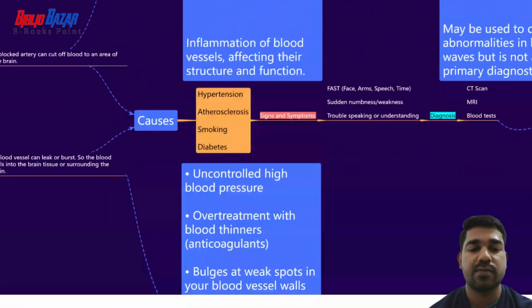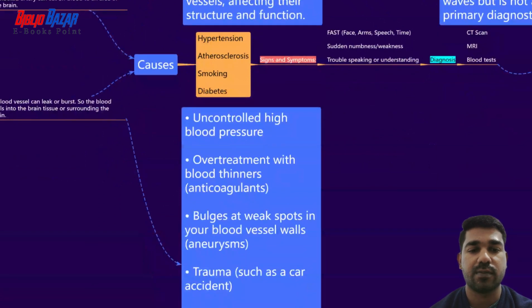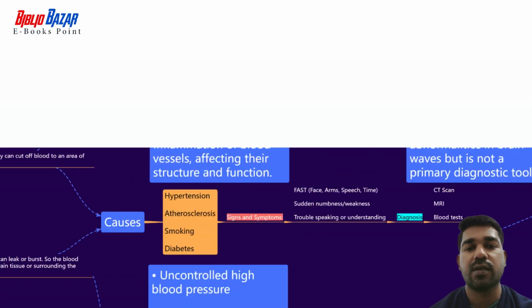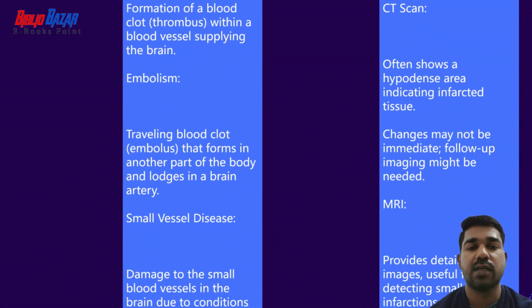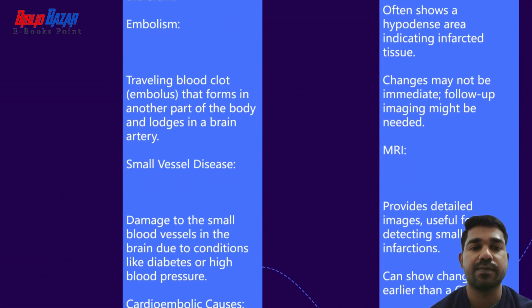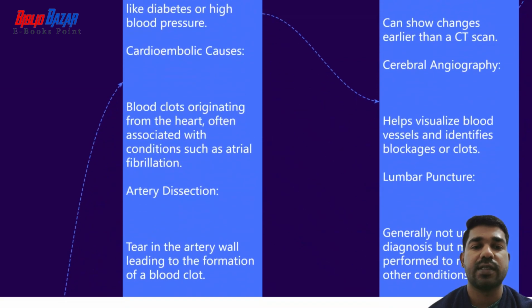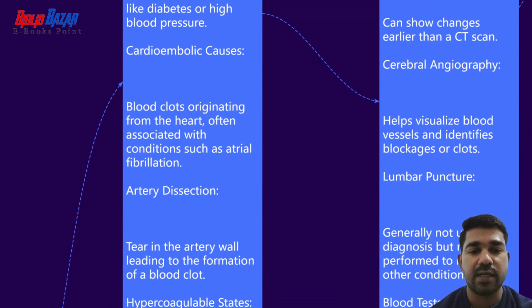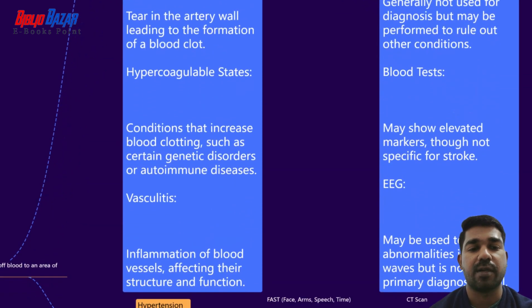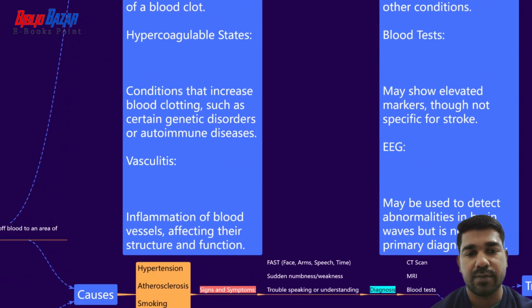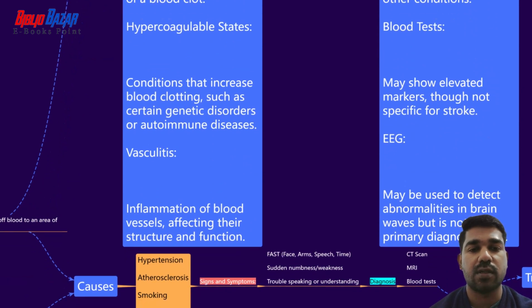Then the signs and symptoms of ischemic stroke. The signs and symptoms are the same for both strokes, so I didn't mention them here. Both strokes come with the same signs and symptoms. FAST and weakness are the main signs. The diagnosis of ischemic stroke: a CT scan will show the affected area, MRI will provide a detailed structure, and cerebral angiography will give visualization of blood vessels. We can notice blood clots or blockages. Lumbar puncture is not used for this.